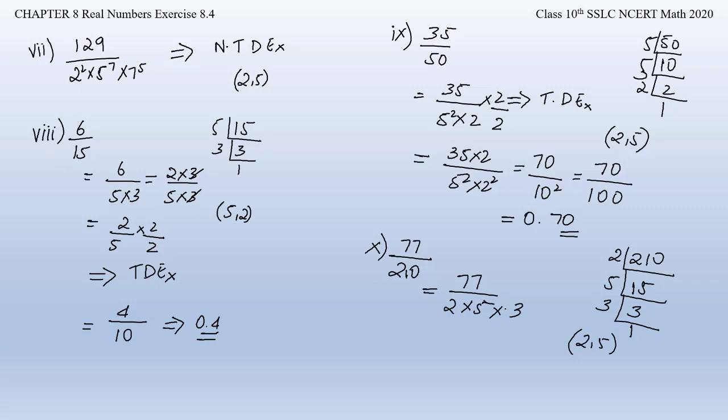But here there is no chance, we cannot find the factors of 77 which are multiples of 3. Therefore we cannot cancel out the number 3. We can say that this fraction or rational number has a non-terminating repeating decimal expansion.